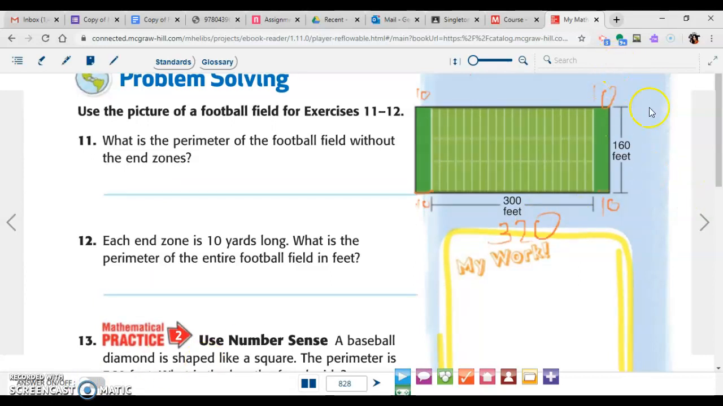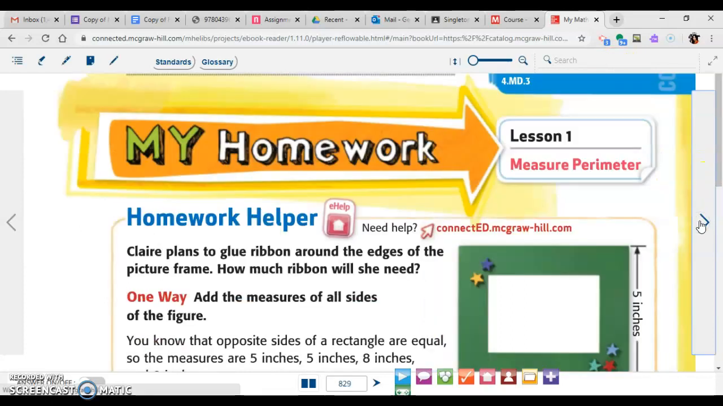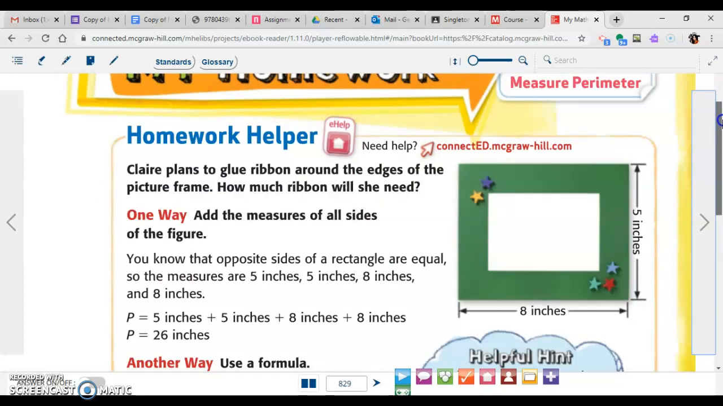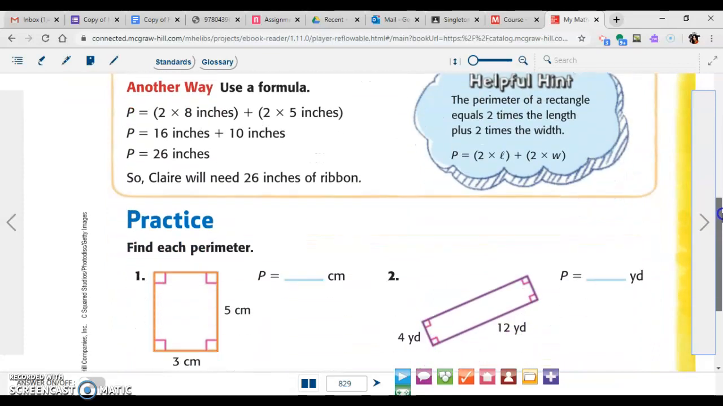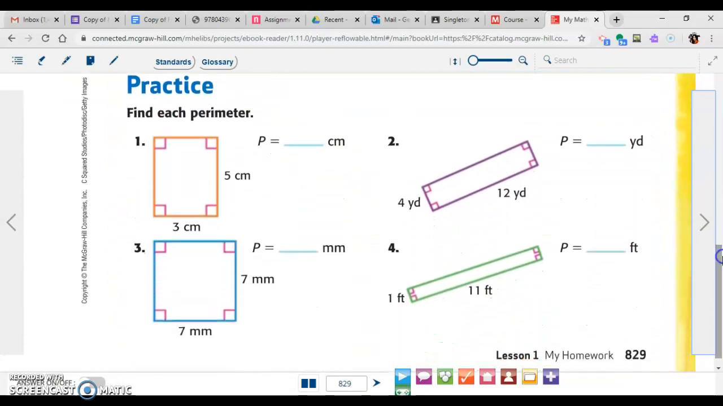What you need to do now is the homework. It is posted starting here. Find each perimeter. Remember, it's 5 plus 3 plus 5 plus 3, and the answer goes there. No trick questions. This shouldn't be too difficult for you guys.